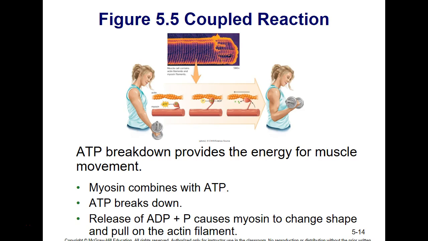Muscle contraction occurs only when it is coupled to ATP breakdown. Myosin combines with ATP prior to its breakdown. Release of ADP plus the phosphate causes myosin to change position and pull on the actin filament. So muscle contraction occurs when it's coupled with ATP. This is called a coupling reaction.